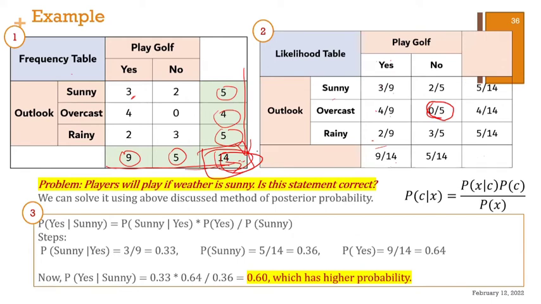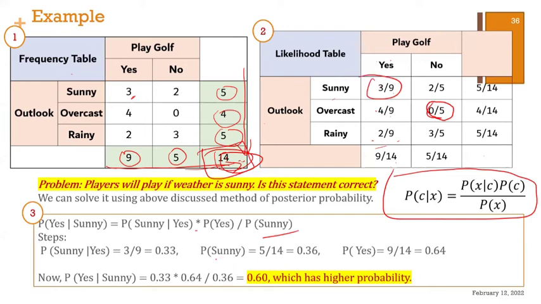Now, you can solve this by using the above discussed method of conditional probability, which we can codify in the equation we already mentioned. So here we are going to see that the probability of yes, given that it is sunny, is the probability of sunny given yes, times the probability of yes, divided by the probability of sunny. So the first thing you have to calculate is the probability of sunny given that it is yes, which we already calculated there. That is 3 out of 9.